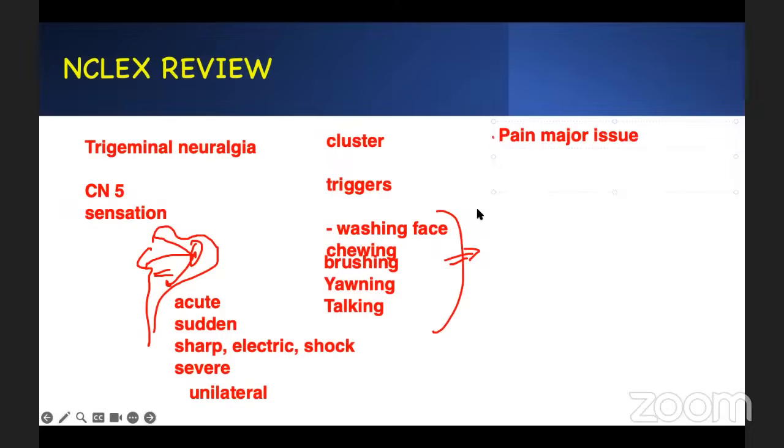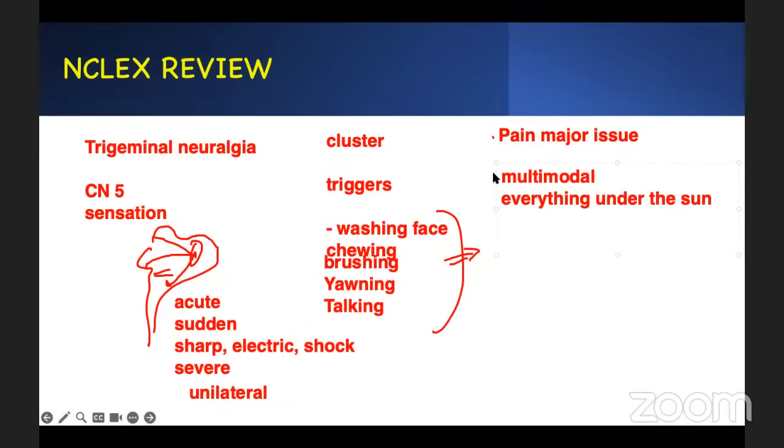So how do you manage it? What do you guys think? How do you manage somebody who has trigeminal neuralgia that has pain? What is your management? For pain management, the key first thing you say is multimodal. So don't just keep yourself open. Start with multimodal. That means what? Multimodal, everything under the sun that can help with the pain is what you use.